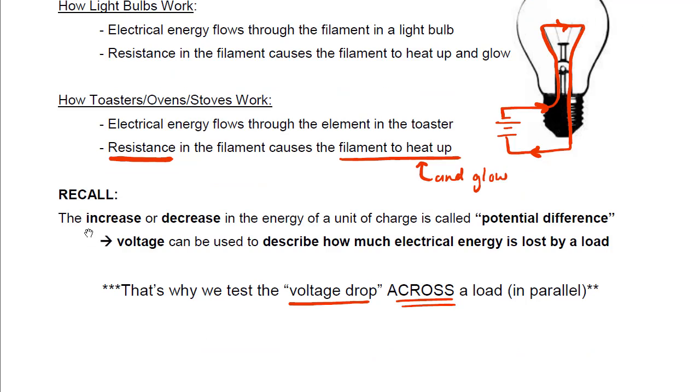One final reminder, the increase or decrease in the energy of a unit of charge, in other words, between one point in the circuit and another point in the circuit, how much that load has used that energy, is called potential difference. It's the difference between two areas. The voltage can be used to describe how much electrical energy got lost by the load. So how much energy was actually converted to light and heat. Then we lost that on the way back in. Okay? And that's why we call it a voltage drop.